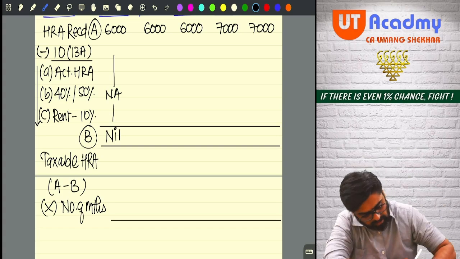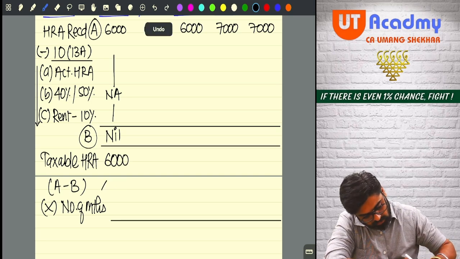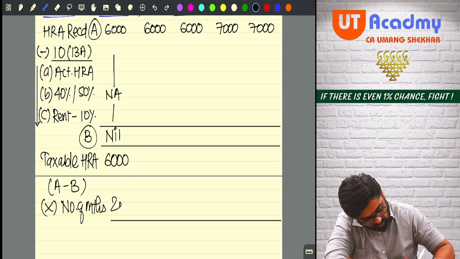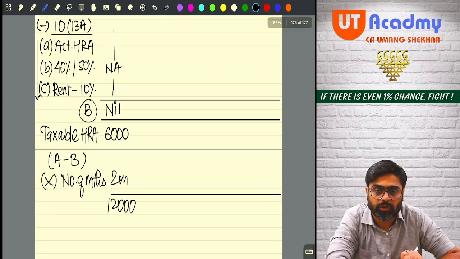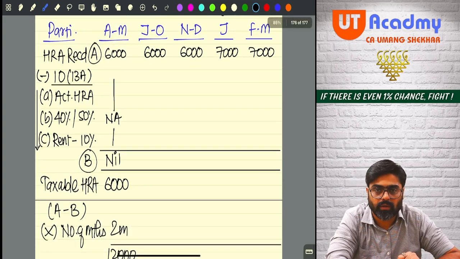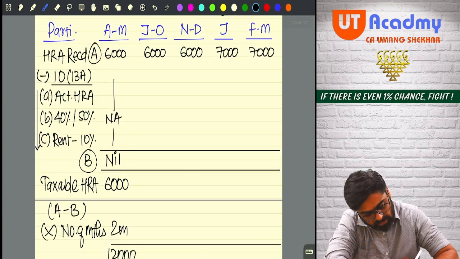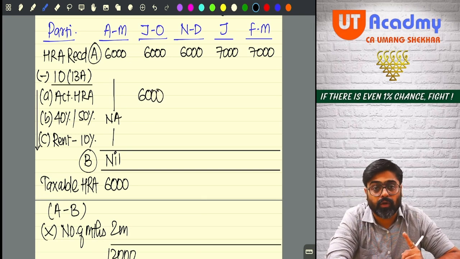How much HRA taxable? Full HRA taxable for first 2 months, 6,000 into 2 will give me 12,000. So 12,000 taxable HRA for first 2 months of my previous year. Next one, June to October, actual HRA. It was how much? 6,000. Now June to October, I will take 40% of salary because the rent is paid in Ghaziabad, non-metro city.